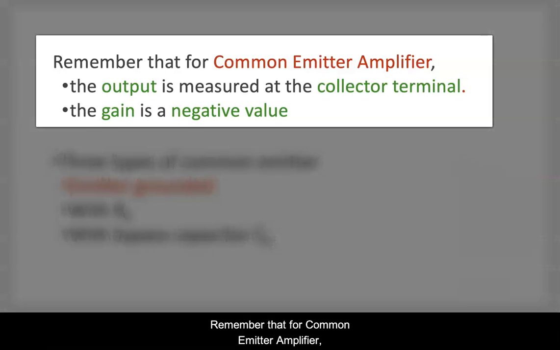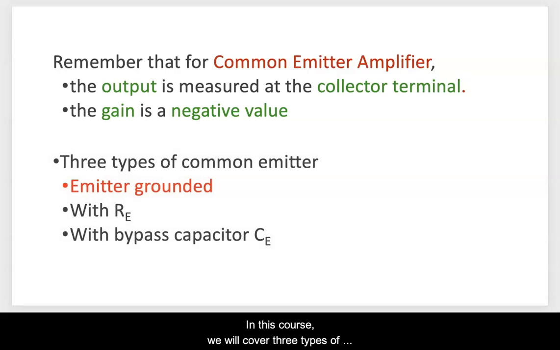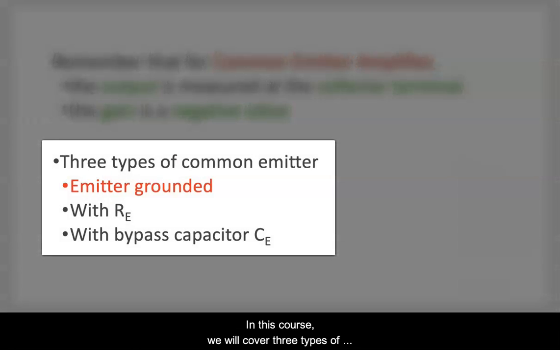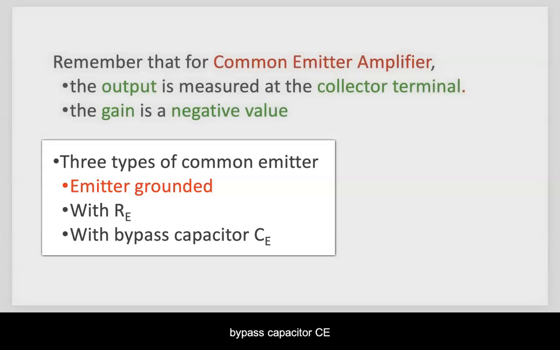Remember that for the common emitter amplifier, the output is measured at the collector terminal and the gain is a negative value. In this course, we will cover 3 types of common emitter. First, emitter grounded. Second, emitter with Re. And third, with bypass capacitor CE.